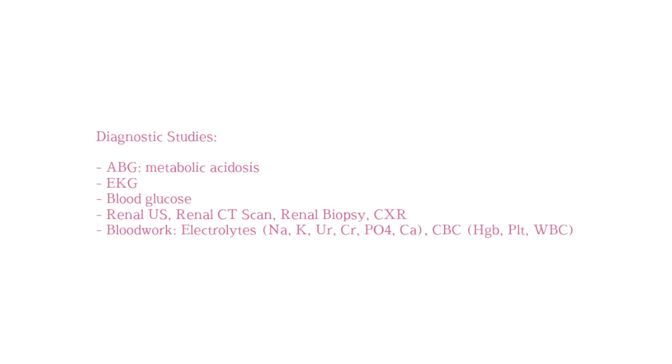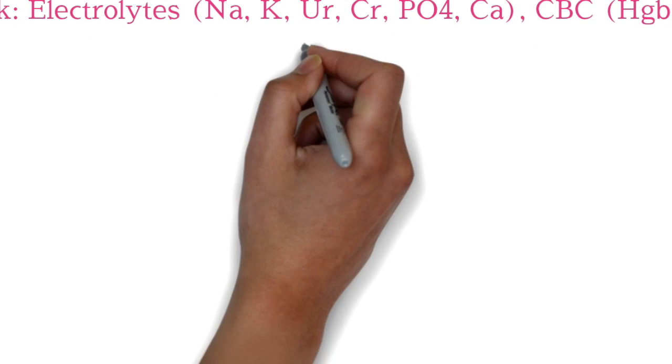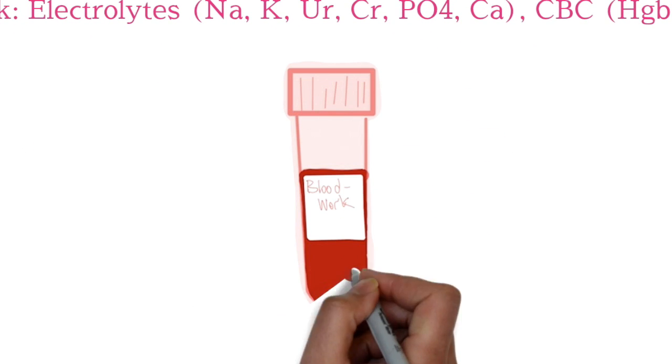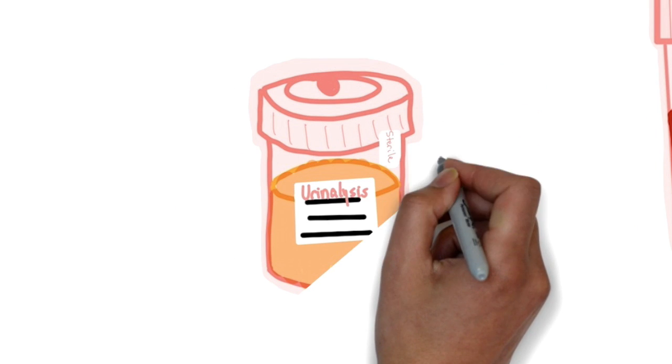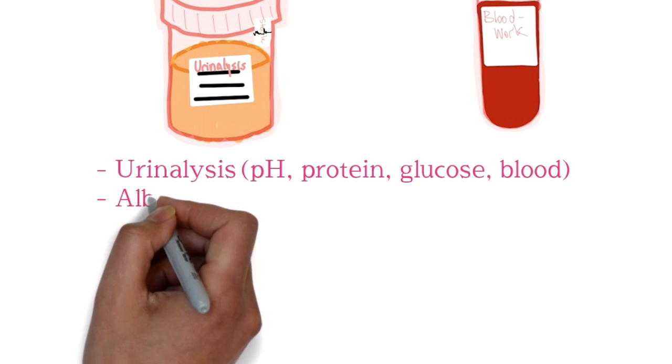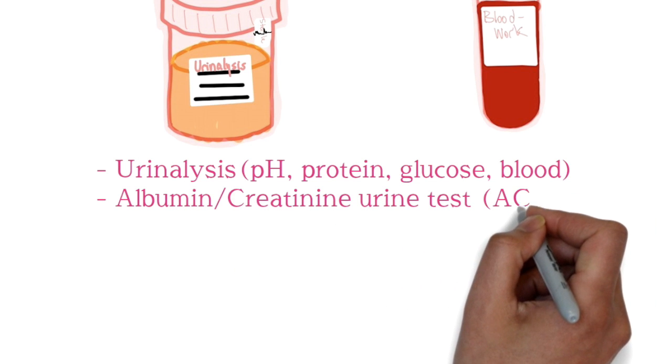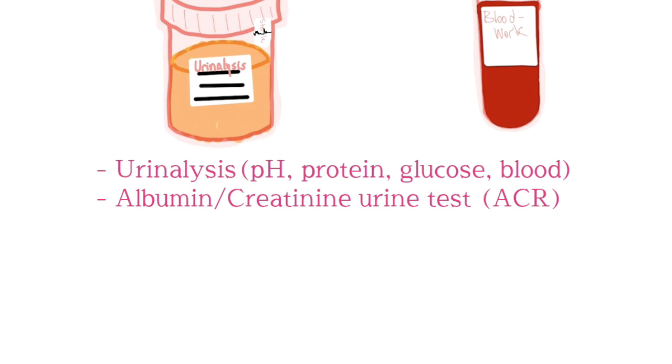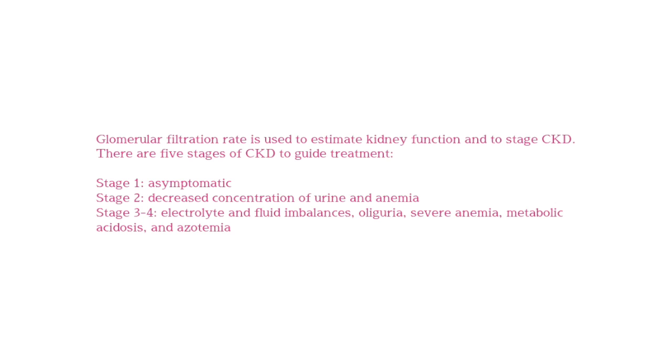There are multiple diagnostic studies that are used for CKD, including ABG, EKG, blood glucose, renal scans, and blood work. For blood work, you may find an increased potassium level, decreased calcium level, an increased phosphate level, an increased BUN, decreased hemoglobin, and increased white blood cell count. A urinalysis test is also done, along with an ACR. GFR is used to estimate kidney function and to stage CKD.